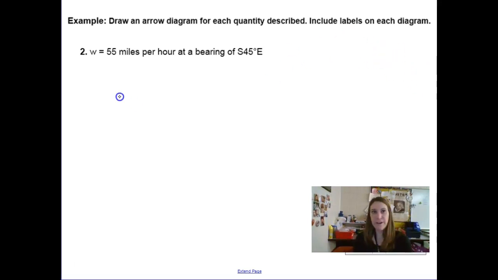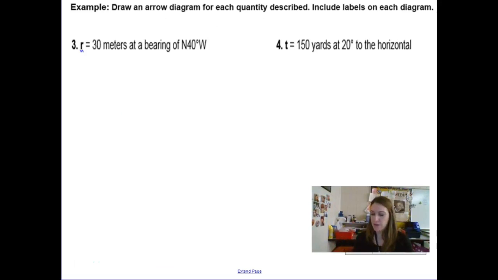So here we have 55 miles per hour at a bearing of south 45 east. So if we start at the south line and we head towards the east line 45 degrees, I end up right there, which technically I traveled this direction, but turns out both of these angles are 45 degrees. And then the magnitude here is 55 miles per hour. And again, if it makes you happy to put a little cap on the end of that so you know it's a vector, go right ahead.